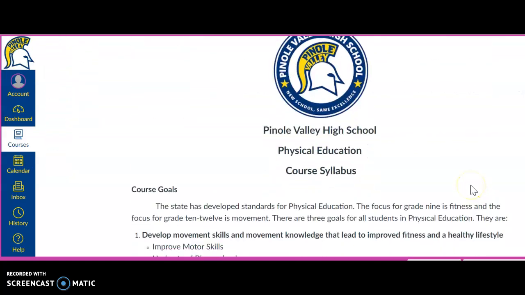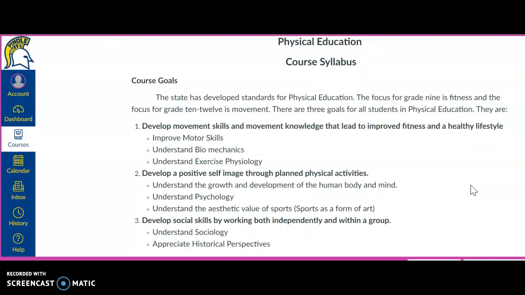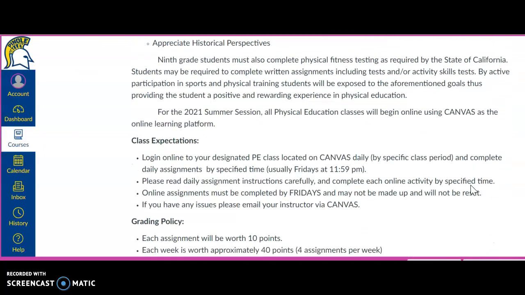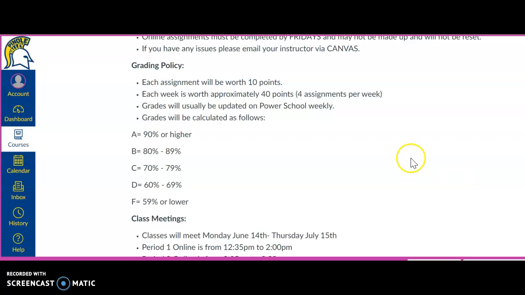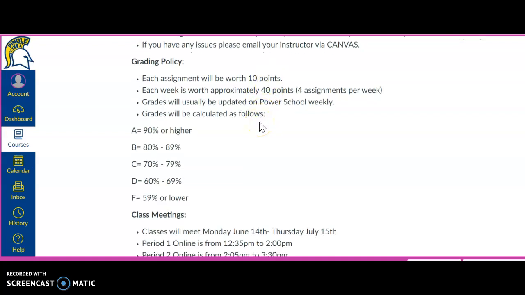Here is the rundown of our course syllabus. I'm not going to read it all to you; you can look over it. The main points I want to hit upon are that you mainly have 4 assignments per week, so 40 points a week, and all the work is going to be due by Friday at 11:59 p.m. I know during the regular school year it was due almost daily, but for the summer, since you don't have as much time, I give you until the end of the week, Fridays at 11:59, to turn all your weekly work in.